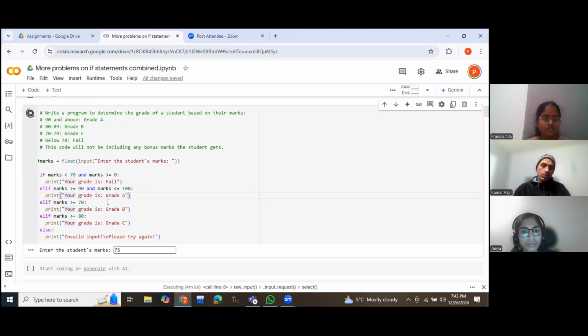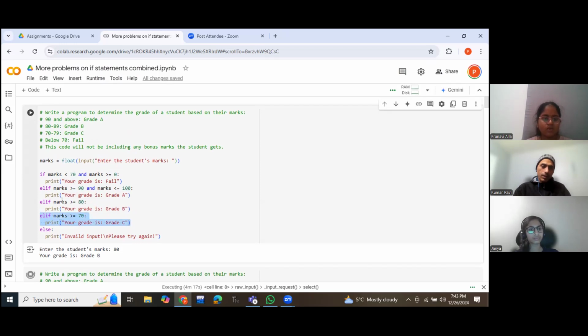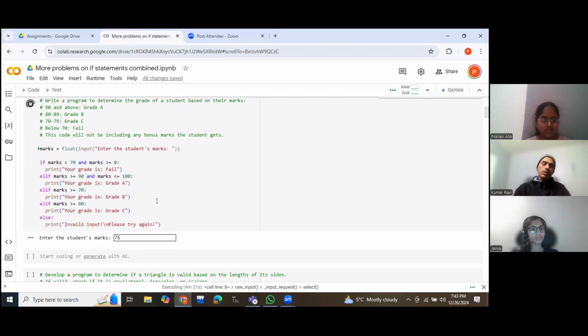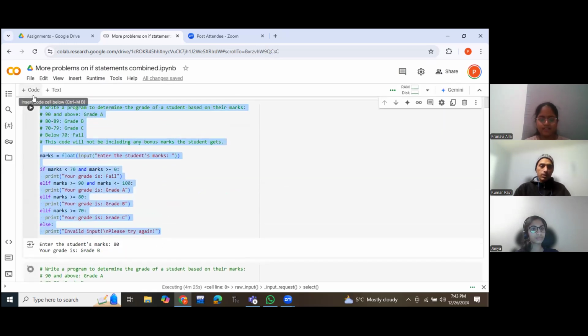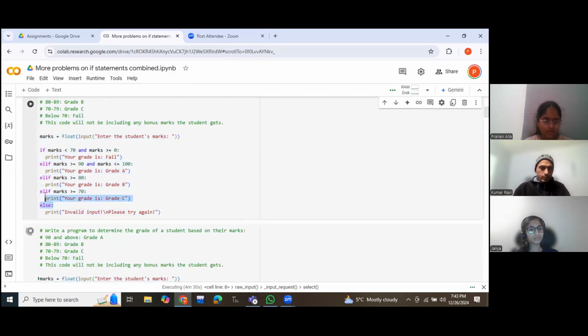So in the previous code, I wanted to change the order of 80 and 70, so this one goes up and that one goes down. Copy and paste that there, or maybe you can create one more cell. I'll just create one more cell. Yeah, that's better. I get it now. I thought you asked me to change only numbers, sir.